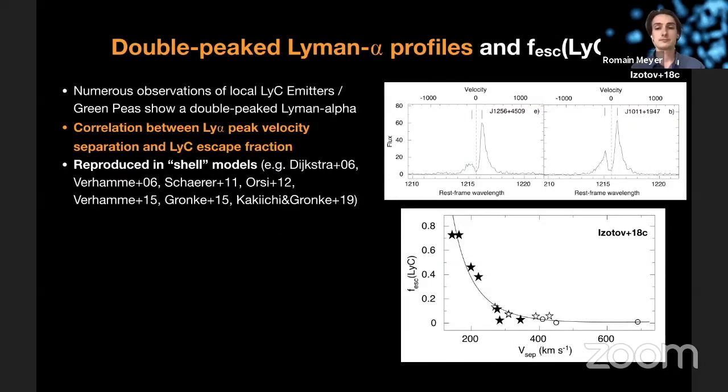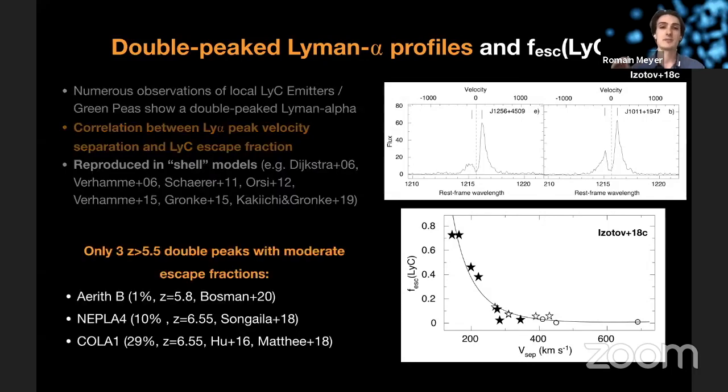Well, hopefully people luckily covered this before me. We have a lot of Lyman continuum emitters and green peas at low redshift that have double-peak Lyman-alpha. And so we know there is a tight correlation between the peak separation of Lyman-alpha and the Lyman continuum escape fraction. So you could go to high redshift and measure this. Unfortunately, the IGM damping wing usually absorbs and kills the blue peak. So these objects are very rare, and we only have 3 so far with escape fraction from 1 to 29%.